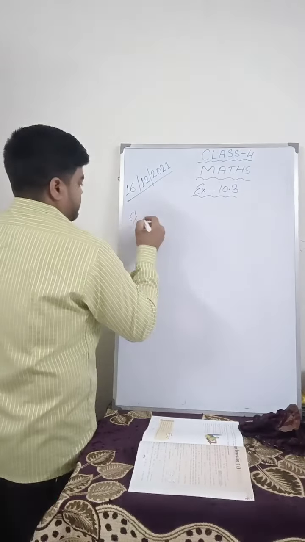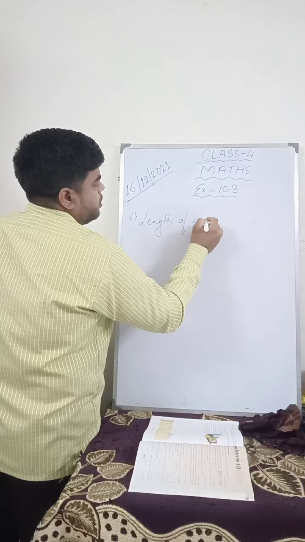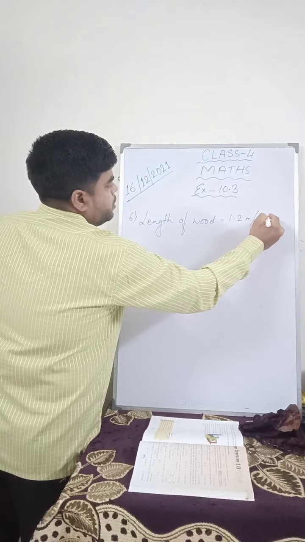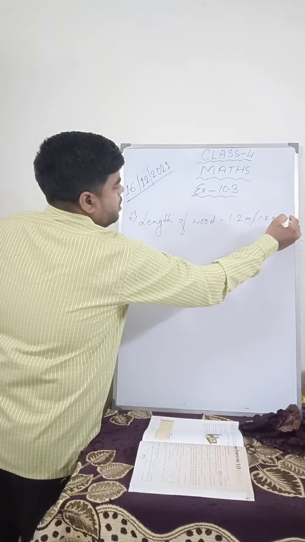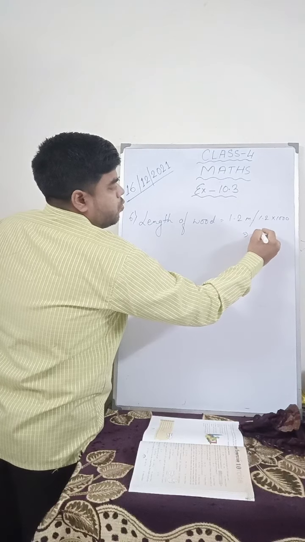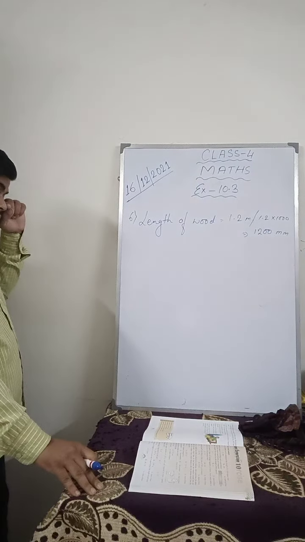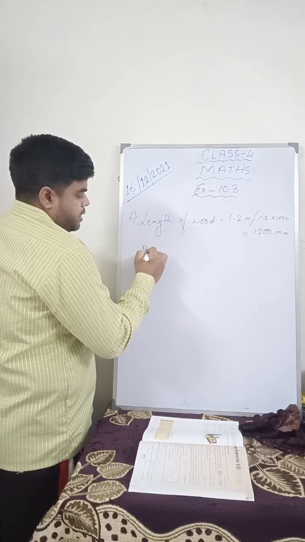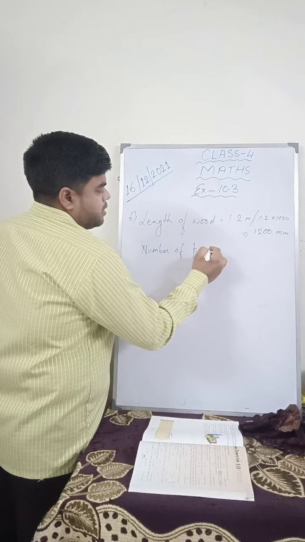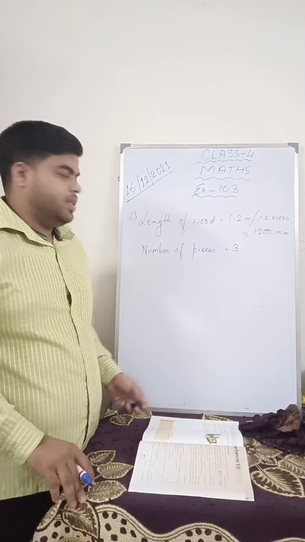So, length of wood is equal to 1.2 meter or 1.2 into 1000, because 1 meter is equal to 1000 millimeter. So this is 1200 millimeter, and number of pieces is equal to 3, because Suresh wants to cut this into 3 equal pieces.